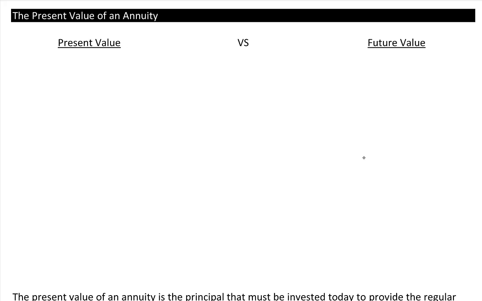Next, we're going to take a look at the present value of an annuity. But first, let's compare present value versus future value, or the amount of an annuity. An example when you would use the present value of an annuity would be when you borrow money for a car. Versus future value, or the amount of an annuity, in which you would be saving money to buy a car.